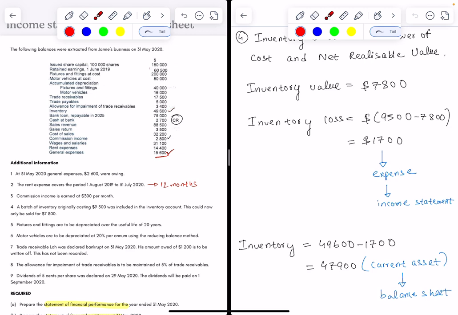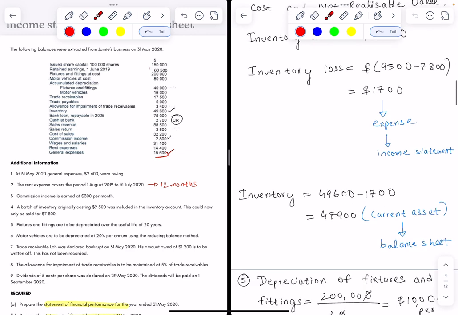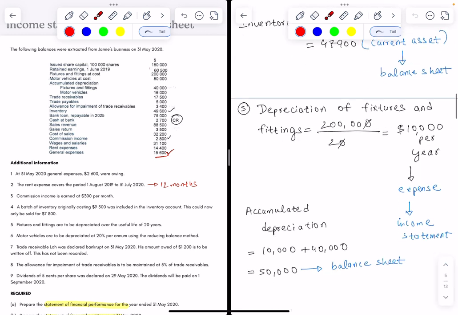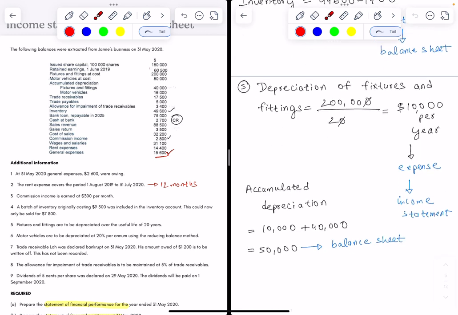And then you deduct $1,700 in loss, which gives us a balance of $47,900 for inventory. And that is the current asset amount for inventory, which we will show in the balance sheet. Now let's move to additional information number 5.